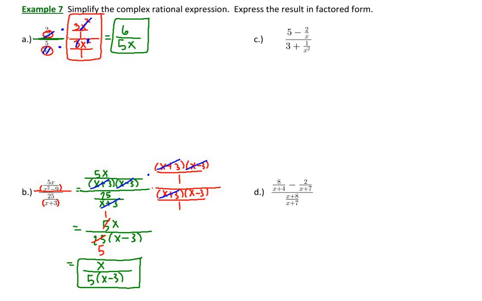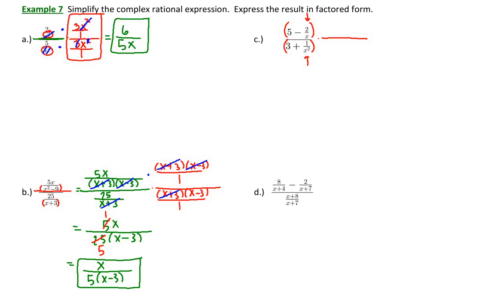Example C is a little bit different because I've got 2 terms in the numerator and 2 terms in the denominator. But in both the numerator and the denominator, we've got a fraction present. So what we're going to do is the same skill, multiply the top and the bottom by the lowest common denominator of the 2 fractions that we can see. So I'm going to go ahead and group that numerator together and the denominator in a set of parentheses. Now, between this fraction and this fraction, our LCD would be x squared.